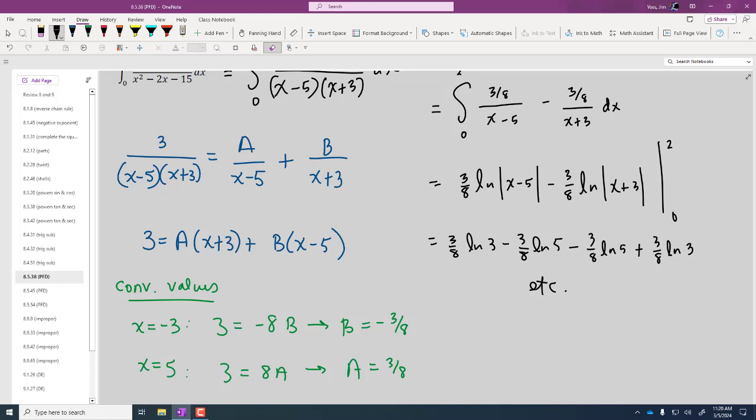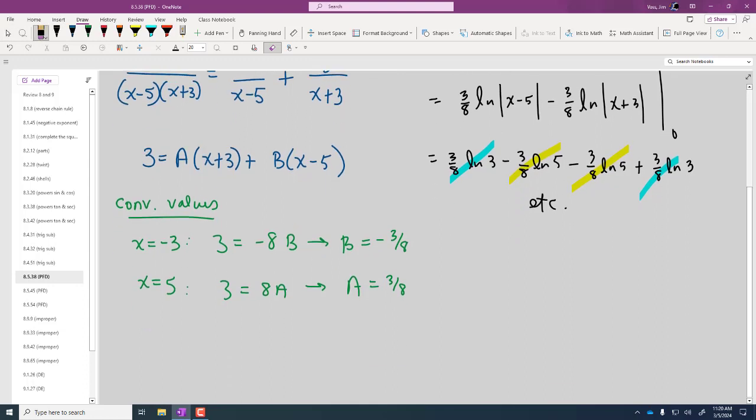So you could use log properties right now and combine those two with a log property, and combine those two with a log property. But now we can just add them. Yes, 3/8 plus 3/8 is 6/8. Well, I guess we can finish it off. We're almost there. Might as well finish it since we're this close. So these two, we're going to get 6/8, which is 3/4 log 3. These two we're subtracting, so you can factor out the minus, or you can just think of it as subtract, doesn't matter. So minus 3/4 log 5.